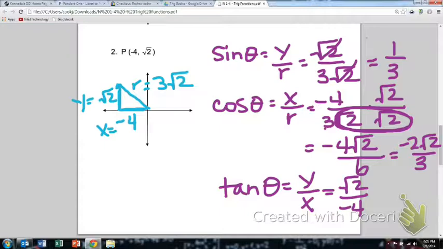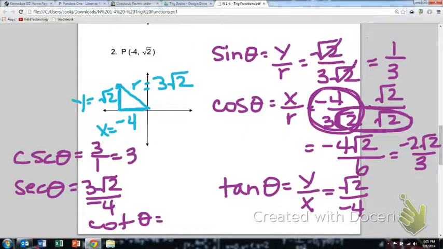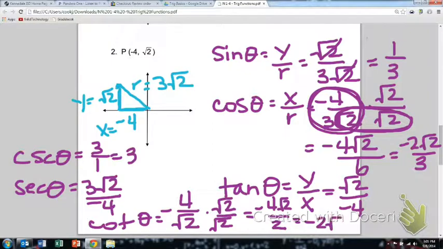So then the other 3, cosecant, you just flip the sine. Remember, sine was 1 over 3, so cosecant would be 3 over 1, or just 3. Secant, you flip the cosine. So remember, we got this -4 over 3 square root of 2. So if we flip it, we'll get 3 square root of 2 over -4, right? If I flip it before I rationalized it. And then cotangent, we flip the tangent. So we'll get -4 over the square root of 2, which if we rationalize that, we get -4 square root of 2 over 2, or just -2 square root of 2. What a mess I made out of that, sorry.